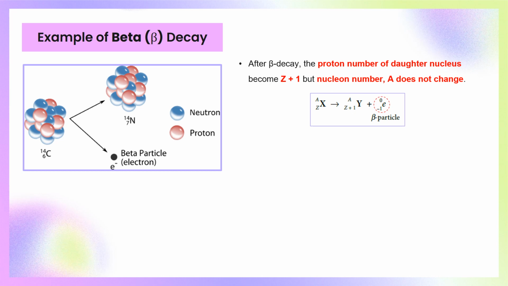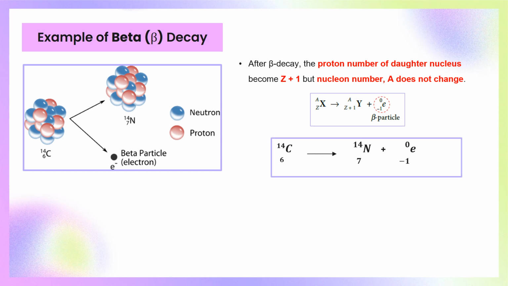To write the equation for this example, we can change the X to carbon, which is C, with 14 for the nucleon number and 6 for the proton number. After it undergoes the decay process, it will produce the daughter nucleus, which is nitrogen, and also the beta particle, which is an electron. The nucleon number for nitrogen does not change, but how about the proton number? The proton number Z will be plus 1, and it will become 7 for nitrogen.